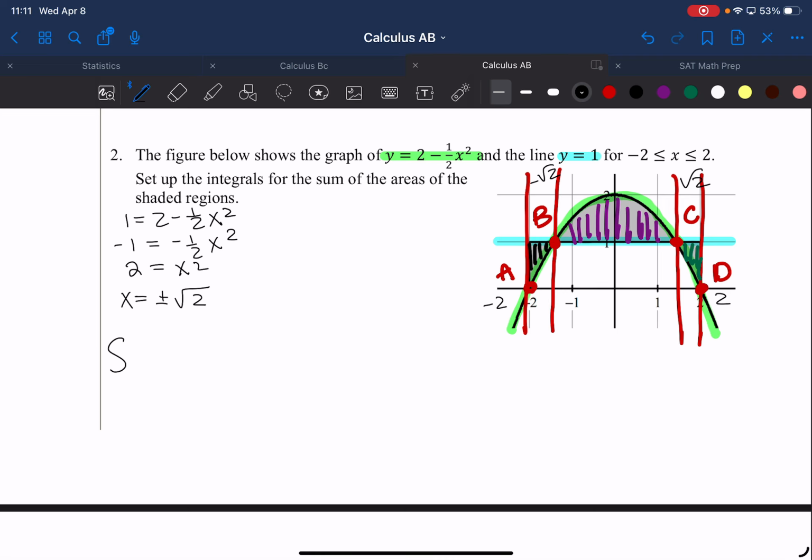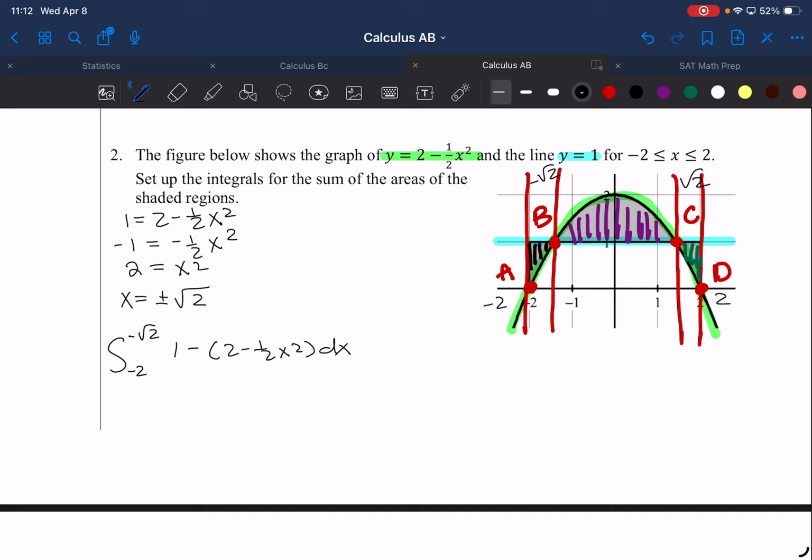Okay, so I need to draw 3 integrals. Starting with the bounds of A to B, I'm going to have negative 2 to negative square root of 2. And I'm still doing the top function minus the bottom function. So in this little section here, the top function is the blue line, and the bottom function is the green. So this is going to be the integral of 1 minus 2 minus 1/2 x squared dx.